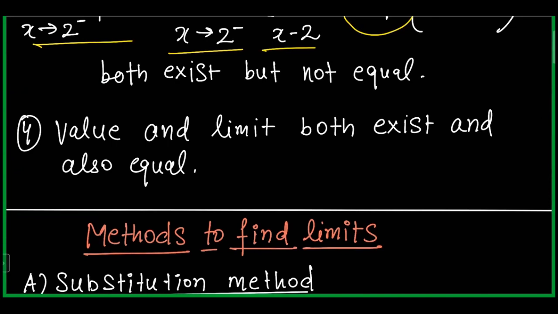Case number 4 is very interesting. The value also exists, the limit also exists, and both of them are equal. If this is the case, this means your function is continuous.